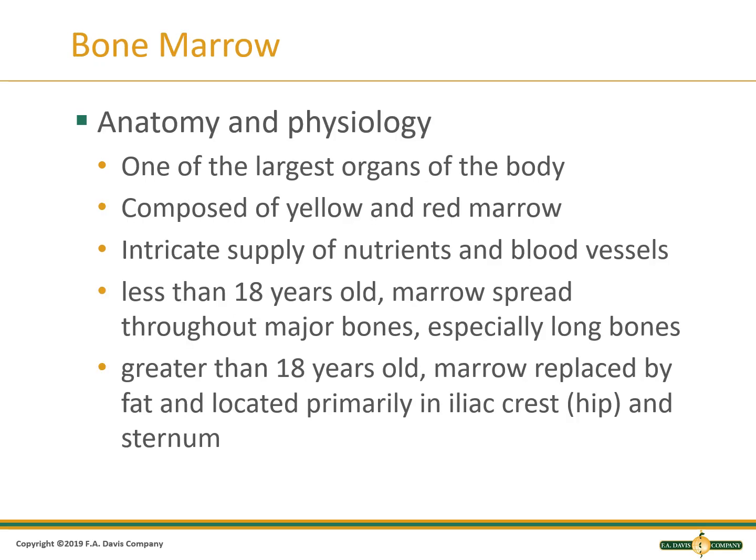The bone marrow, which is where the primary hematopoietic process happens once you are past the infant stage that we've talked about, is one of the largest organs of the body. Within that bone marrow, there are two types of marrow: yellow marrow and red marrow. It's an intricate supply of nutrients and blood vessels. In those less than 18 years old, the marrow is spread throughout the major bones, especially the long bones. So think about the longer bones in the thigh of the leg.